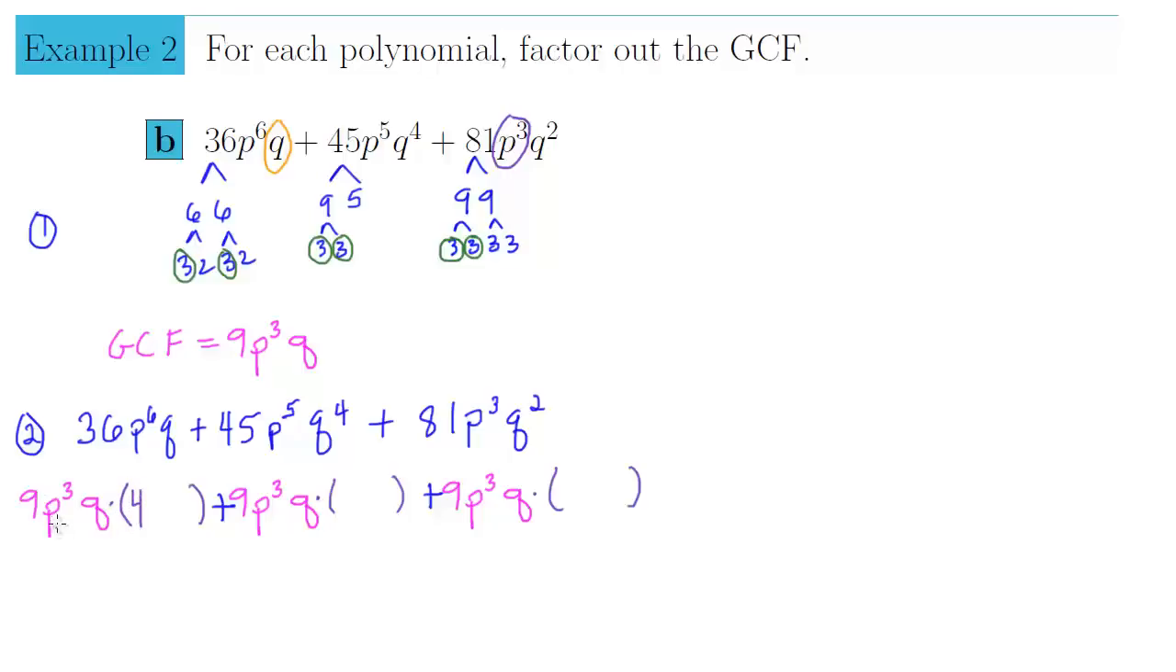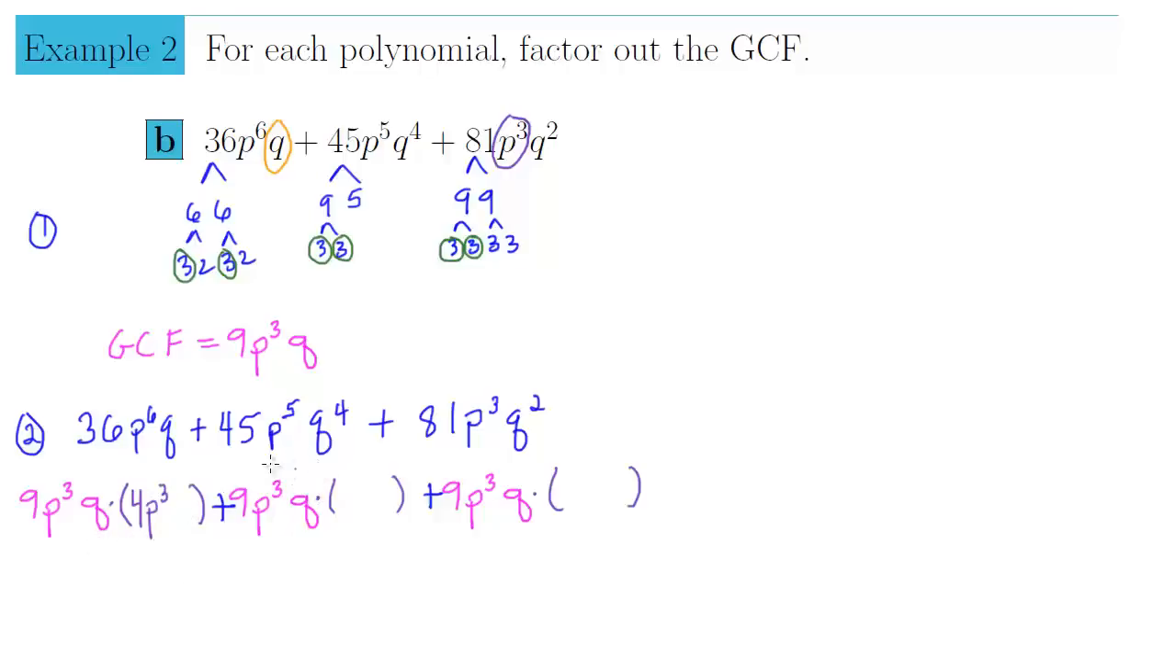And what do you multiply p cubed by to get p to the 6th? P cubed again, right? Because when you multiply p cubed times p cubed, you add the exponents and get p to the 6th. What do you multiply q by to get q? Well, 1, but we don't even need to write that 1. So this is all we need.